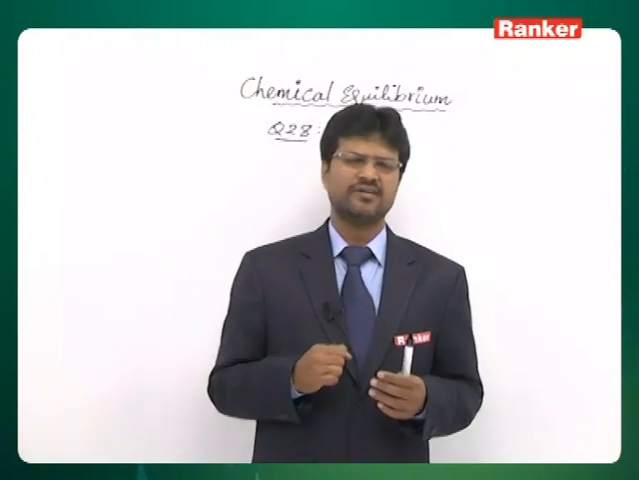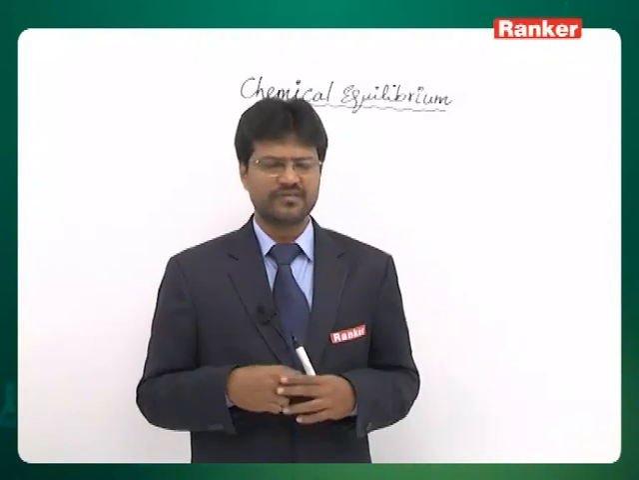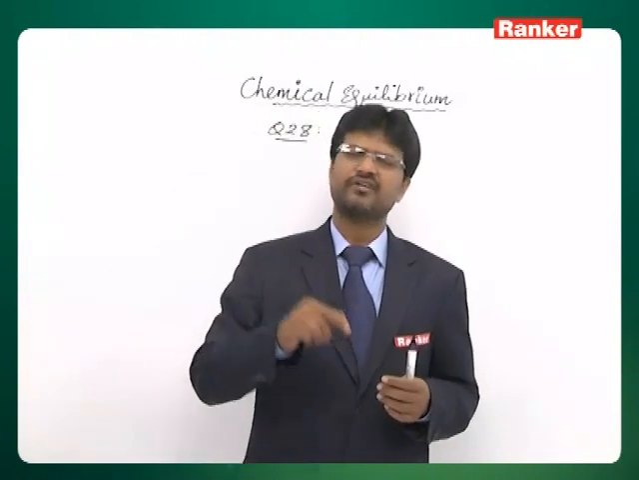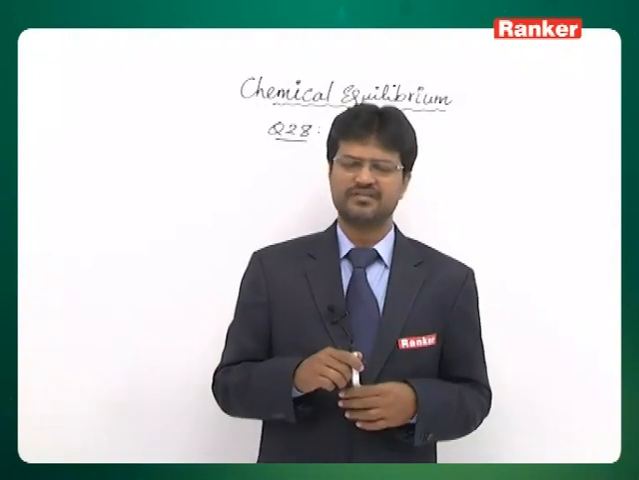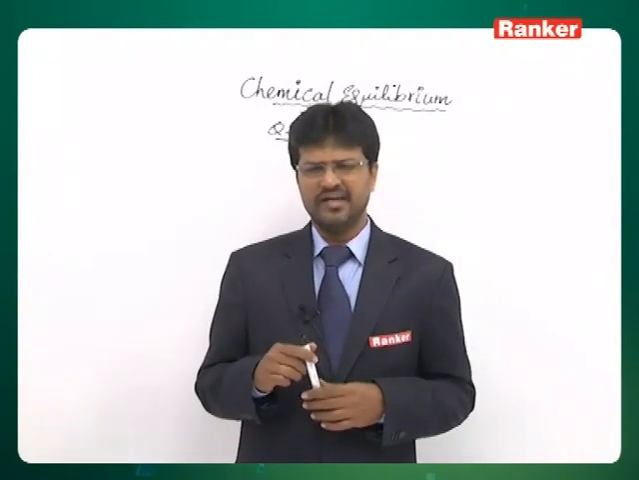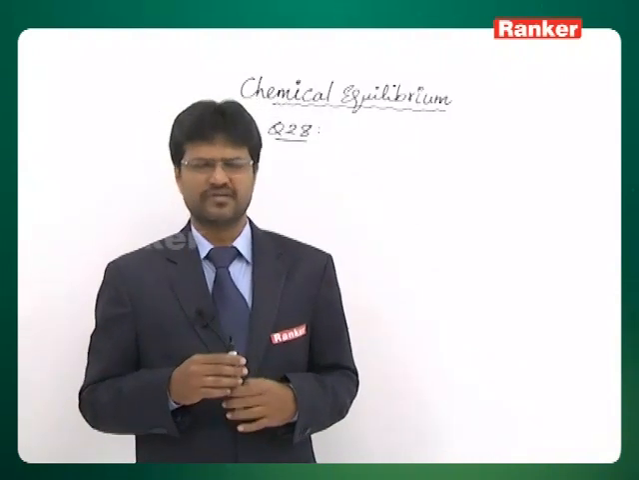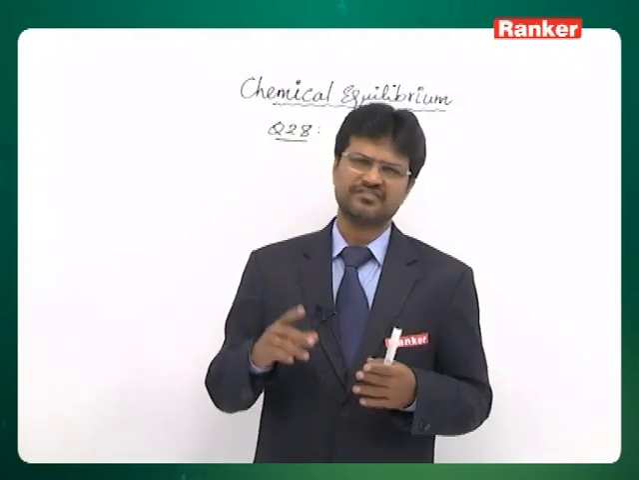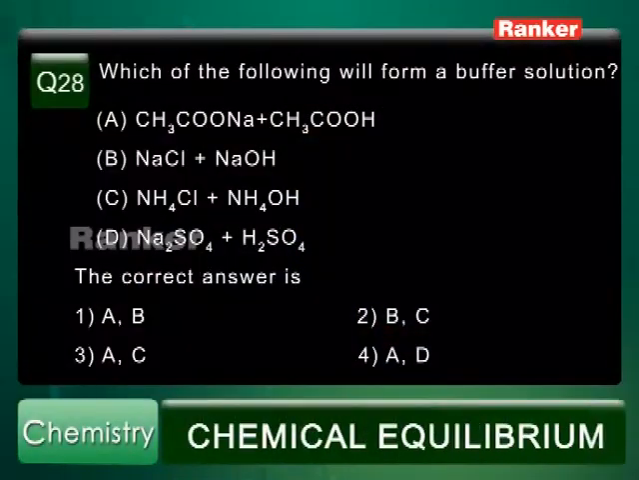It is acidic buffer. And then B is not a buffer because it is a salt and a strong base. C is a buffer because it is a salt and a weak base. And D is not a buffer because it is a salt and strong acid. So A and C are buffer solutions. A is acidic buffer and C is basic buffer. Acidic buffer is a mixture of weak acid and its salt. Basic buffer is a mixture of weak base and its salt. So the correct answer is third option. A and C are the examples of buffer solutions. While A is acidic buffer, C is basic buffer.